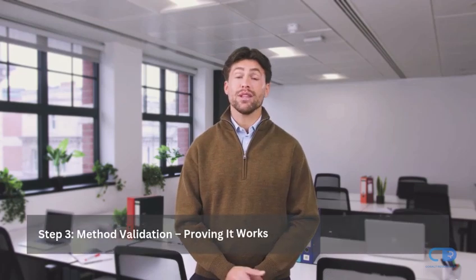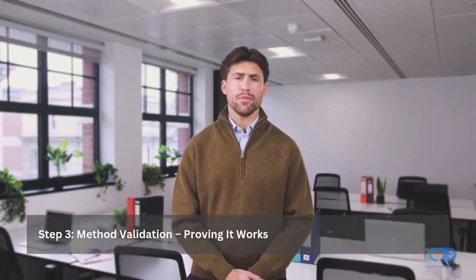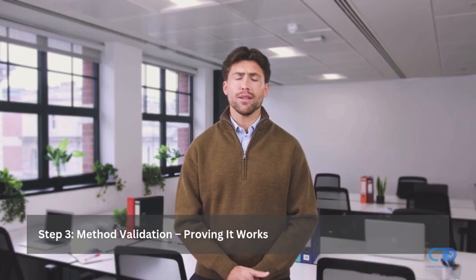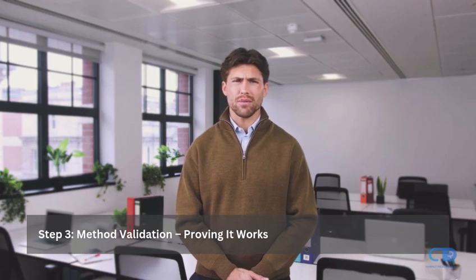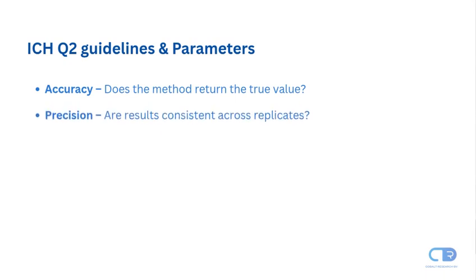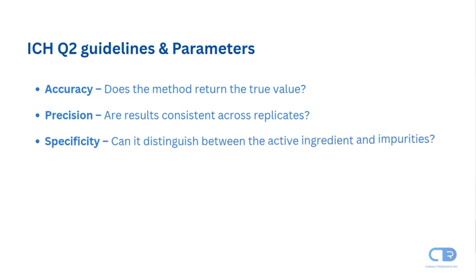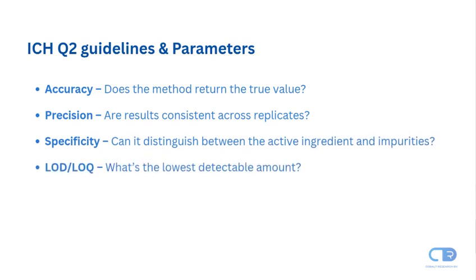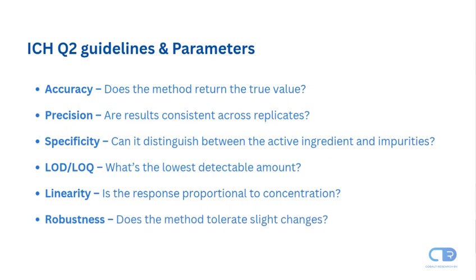Step 3. Method validation. Validation is where we prove the method actually works and is fit for its intended purpose. Depending on the method type, assay, impurities, dissolution, we follow ICH Q2 guidelines and validate the following parameters. Accuracy. Does the method return the true value? Precision. Are results consistent across replicates? Specificity. Can it distinguish between the active ingredient and impurities? LOD/LOQ. What's the lowest detectable amount? Linearity. Is the response proportional to concentration? Robustness. Does the method tolerate slight changes?